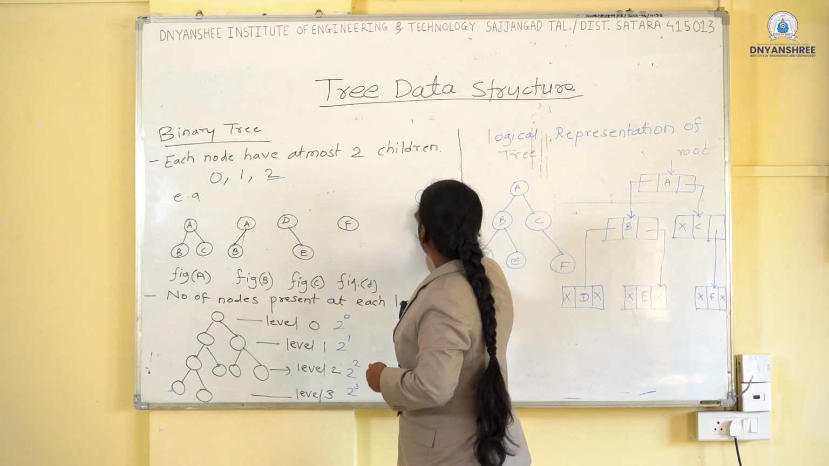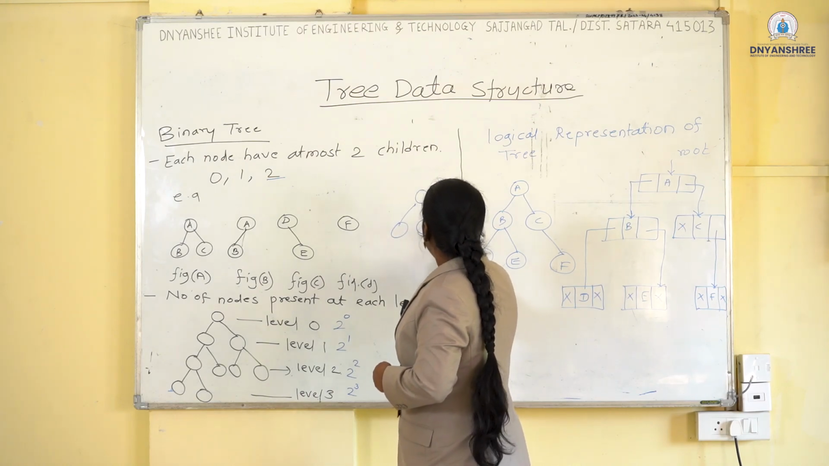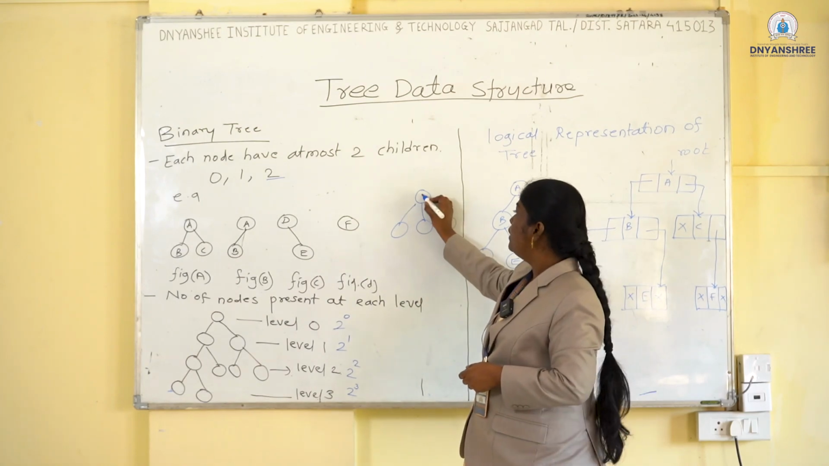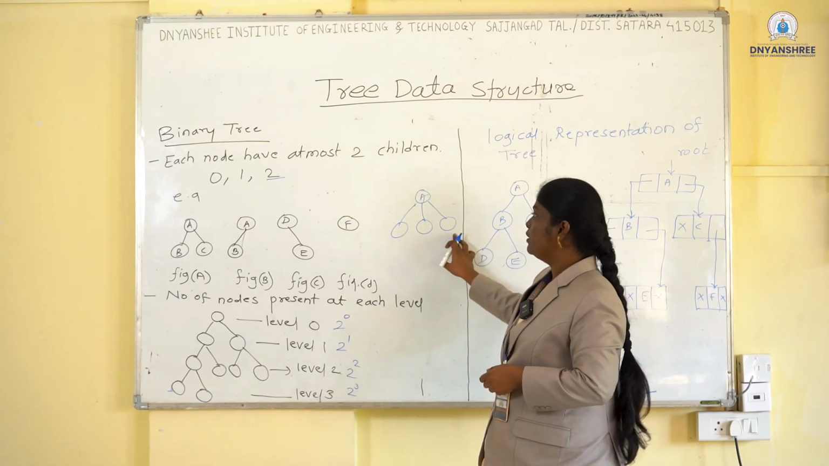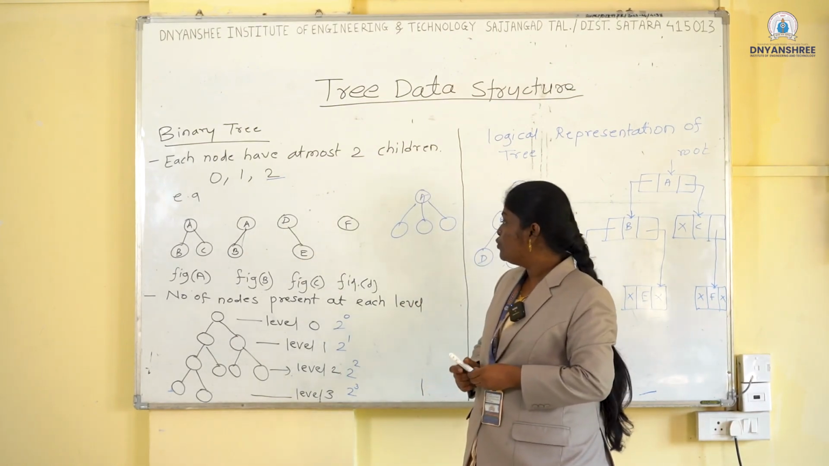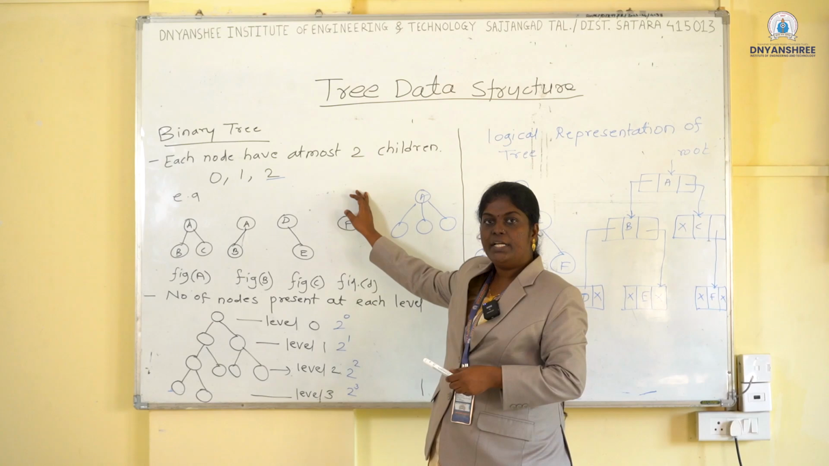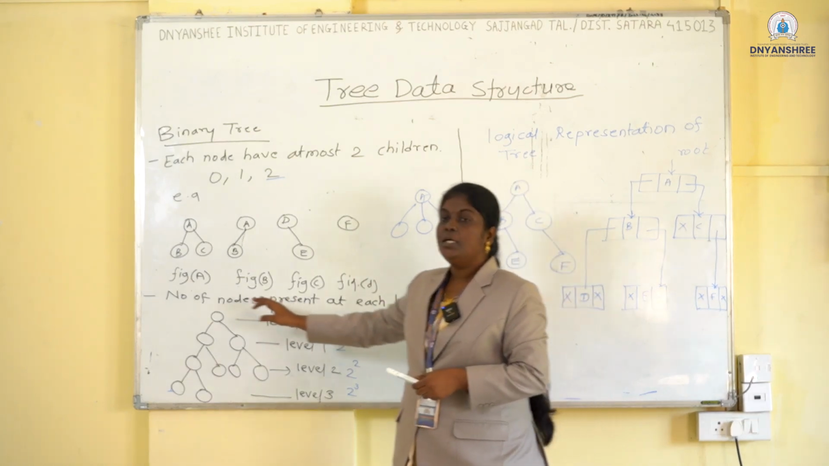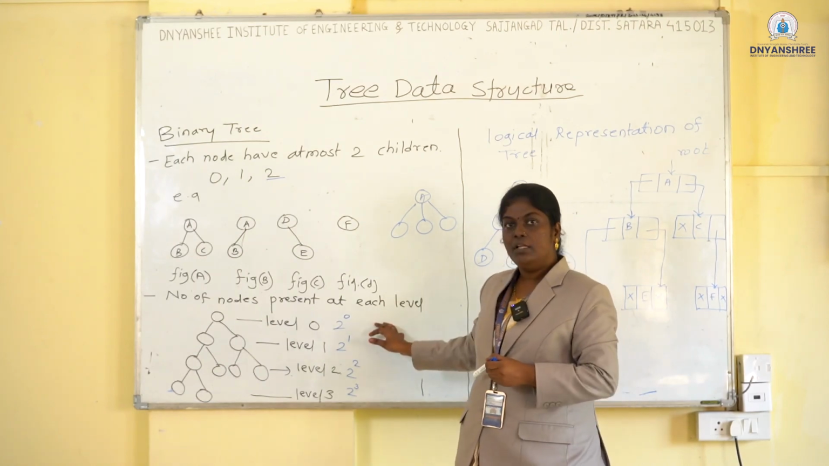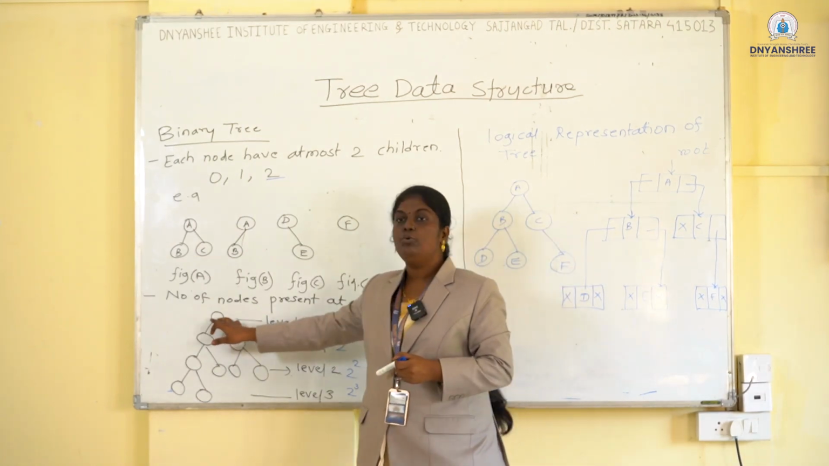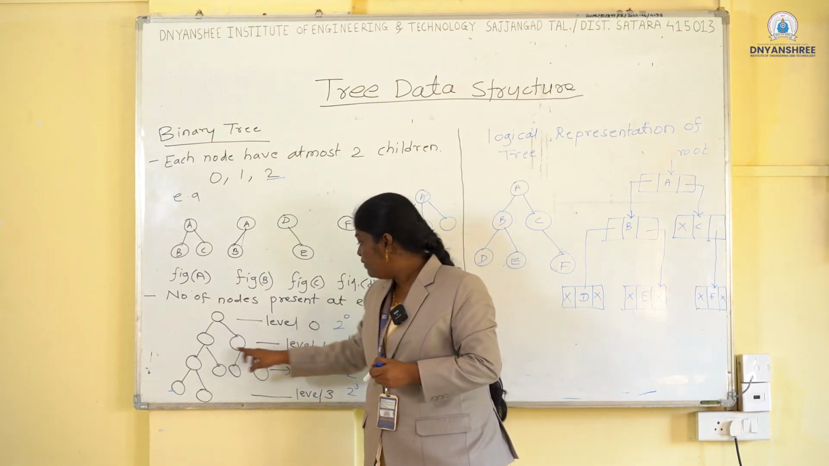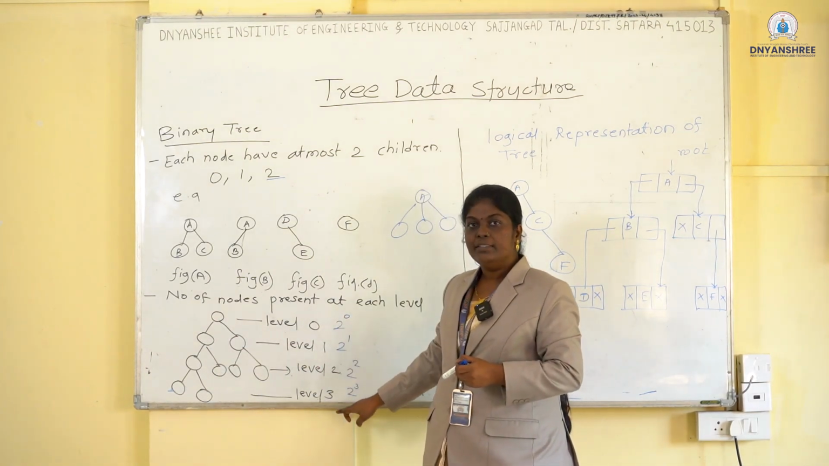Now we'll take one example. What if this is the tree? Is this a binary tree? Of course not, because this node A has 3 children, but we can have at most only 2 children, right? So this is the first property. Then what is the second property? The maximum number of nodes that can be possible at each level. So we know what is level? The root node is always present at level 0. Similarly, the next levels are called level 1, level 2 and level 3.